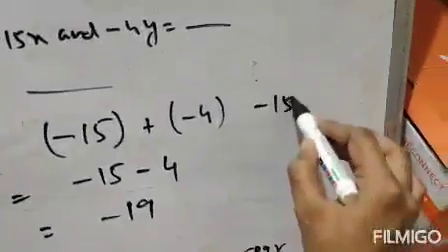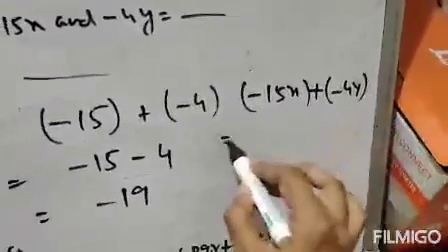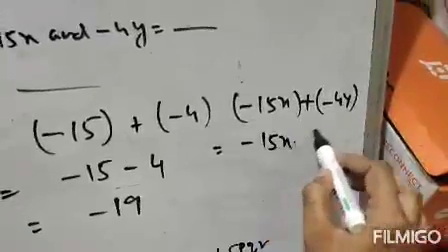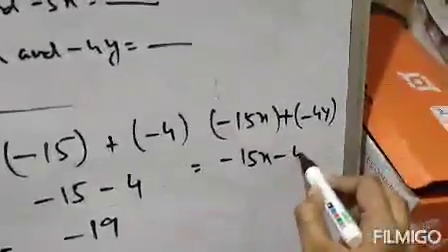Now the sum of minus 15x and minus 4y. So minus 15x, just put it in bracket, plus minus 4y. Now eliminate bracket. Minus 15x plus and minus. So plus and minus becomes minus. So it is minus 4y.